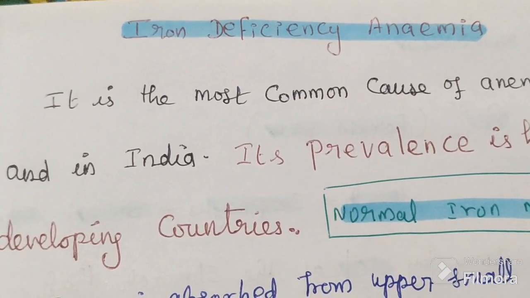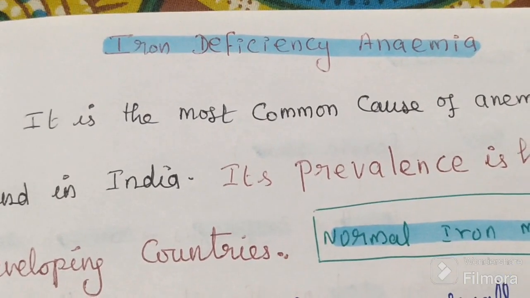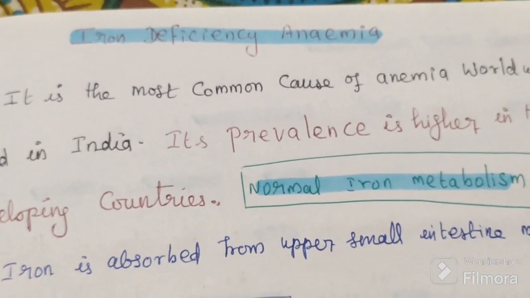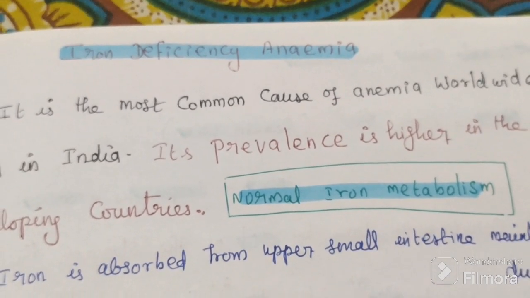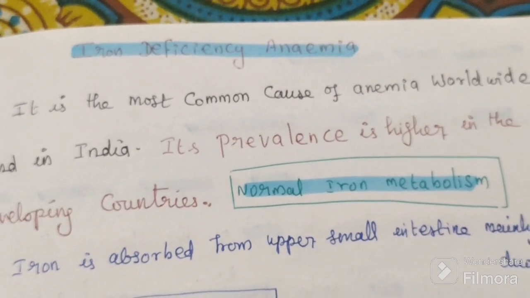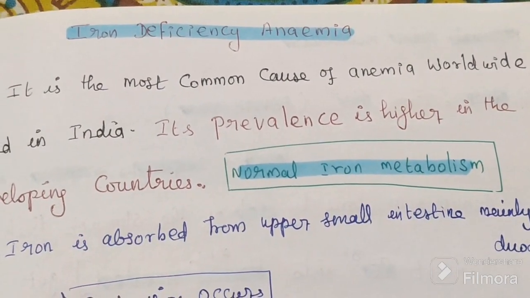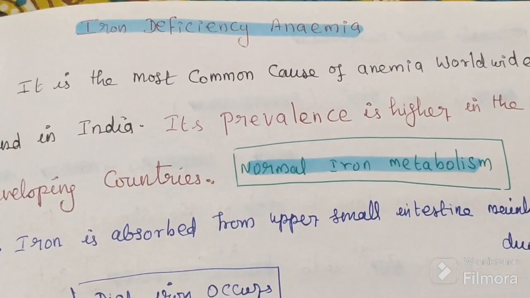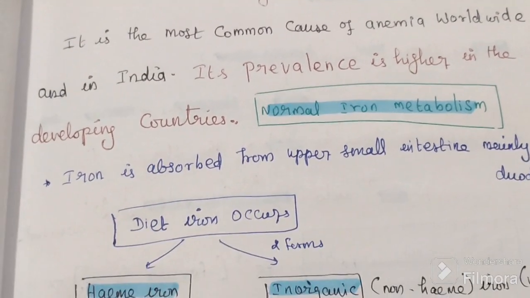Today's topic of discussion is iron deficiency anemia. Iron deficiency anemia is the most common anemia in India and the world, and compared to others, this one is the most common. Its prevalence is higher in developing countries.